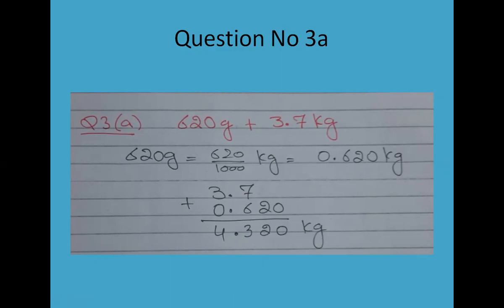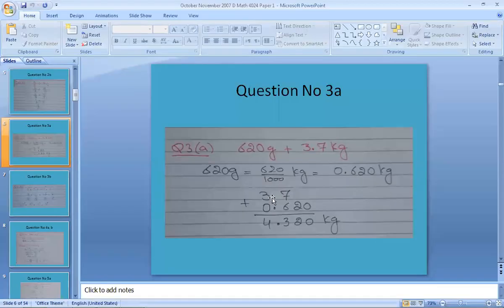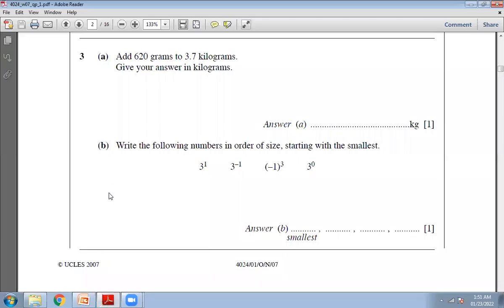0.620 kg. So now we will add both the measurements. So 3.7 plus 0.620, because now the units are the same, so they can be added. So you will have 4.320 kg. So that's how you will do question number 3, A part. And let's move to the next question.